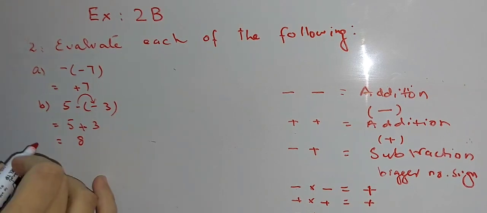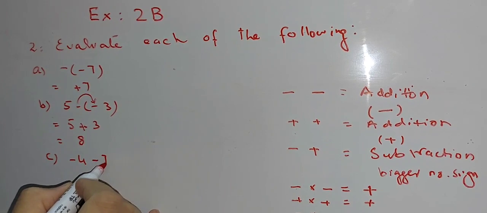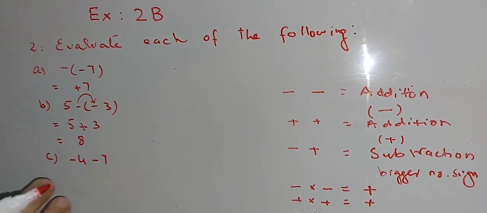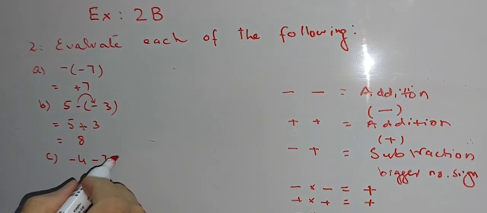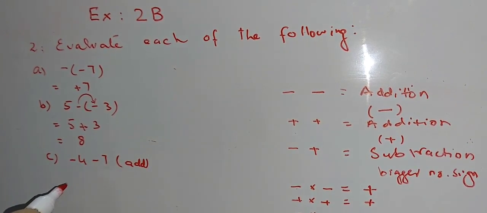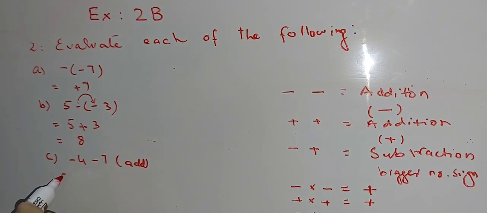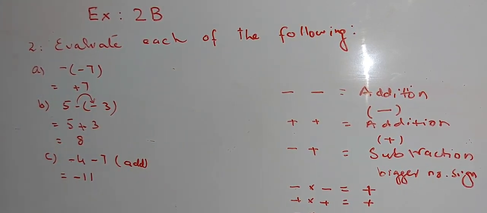Now part C is minus 4 minus 7. We need not do any multiplication in this question. Simply we have minus 4 minus 7, and we will add, because there is no multiplication between the signs. 7 plus 4 is equal to what? 7 plus 4 is 11, and both are minus, so we will write minus with the answer. Understand?